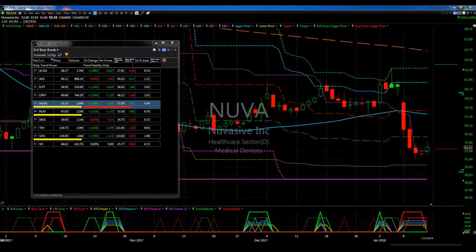Didn't break down on a weekly. It did try to test into a weekly bear zone at the very bottom this week, and it's pulled back a little bit. It may go ahead and take that out, so that'll be the next place to watch for this, on a weekly bear zone if it's going to continue down.